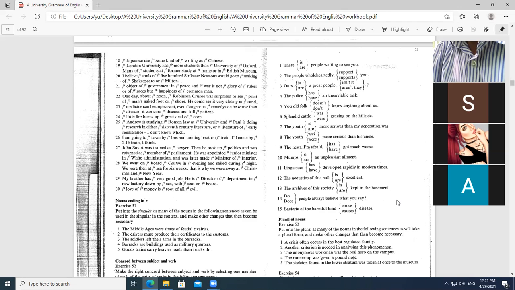London University has more students than the University of Oxford. London takes zero article. London University has more students than the University of Oxford. The article with Oxford, zero article.